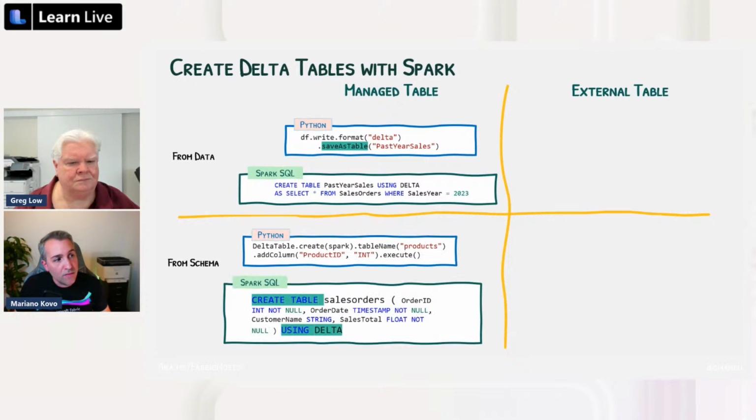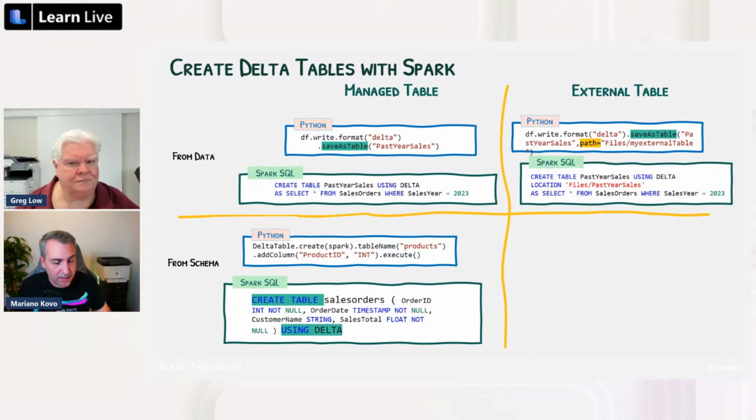Okay? If we are creating an empty table with just the definition of the schema, in Python, you will use DeltaTable.create with the name of the table, and you will specify all the columns that you need. And if you're using Spark SQL, you will just use a regular create table statement, and you will add the property USING DELTA. So for all the metadata you create, the Fabric engine will handle all the Parquet files.